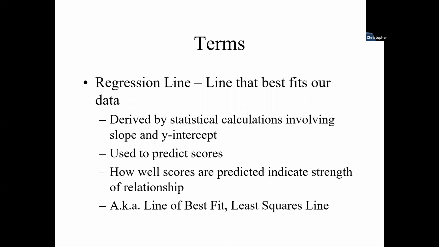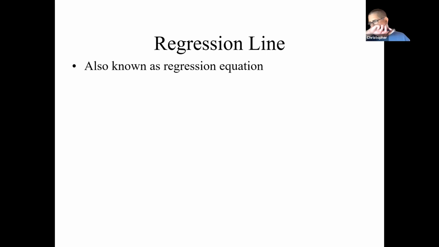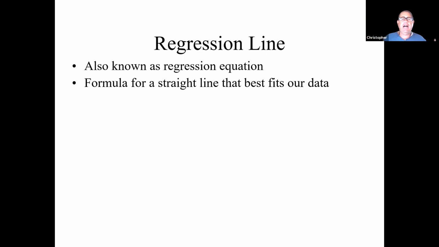And regression line is sometimes called the line of best fit or the least squares line. A couple other ways to refer to this. All right, the regression line, also known as the regression equation. I'll probably be talking about it more as an equation because I tend not to use the line. The line is less commonly used than the equation. Again, that's the formula for the straight line that best fits our data.